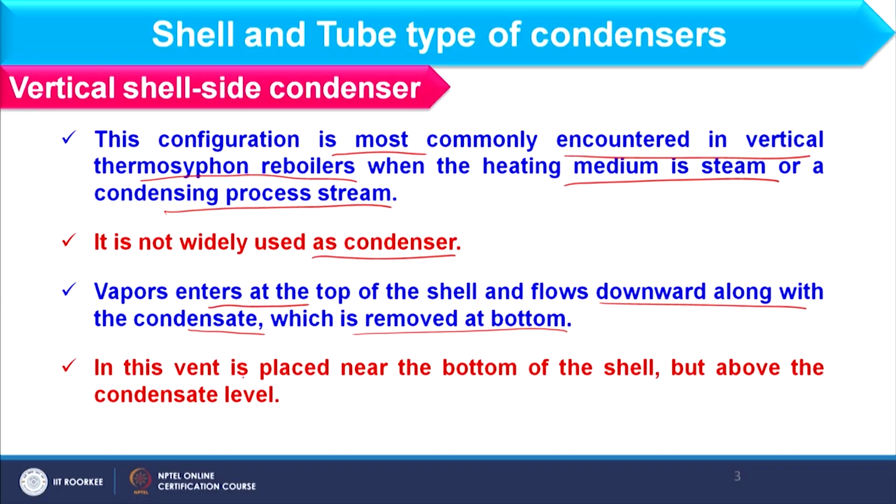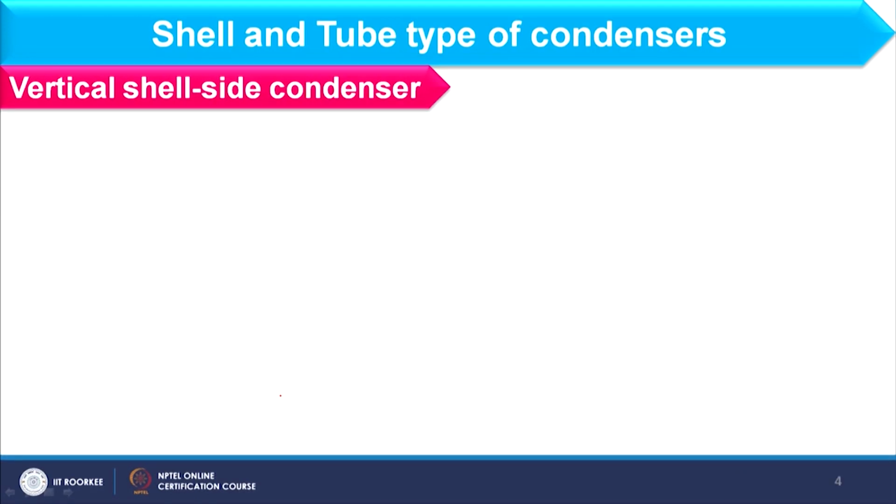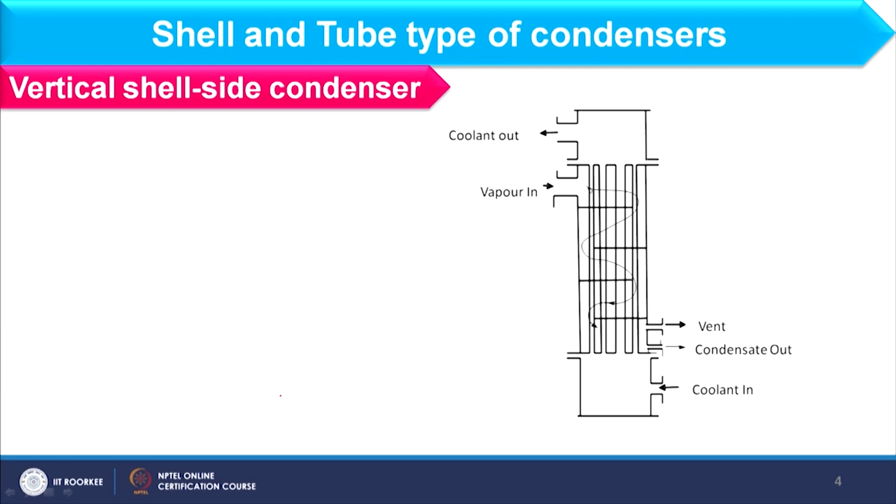So, in this condenser, vent is usually placed near the bottom of the shell, but above the condensate level. Now, if you see the schematic there you can understand it properly that vapor usually enters from the top and it does not have a space to move upward because here we have end of the shell, right. So, vapor will move downward along with the condensate.